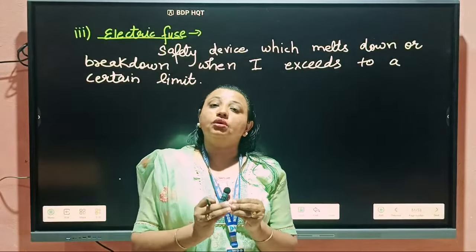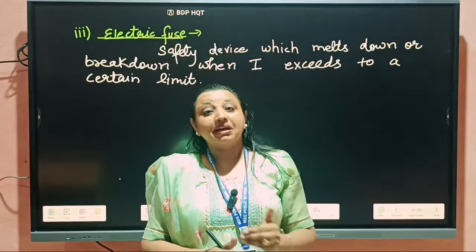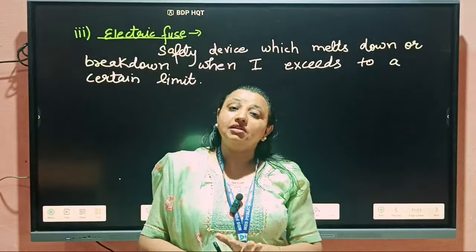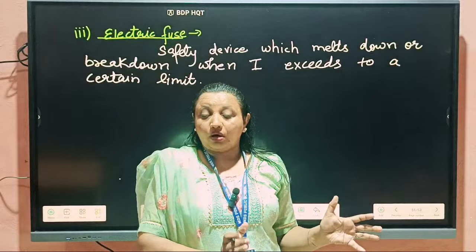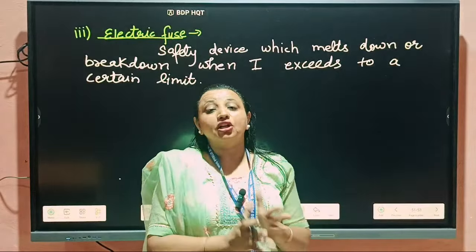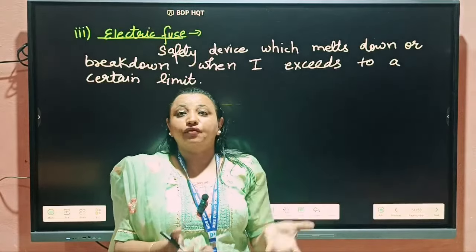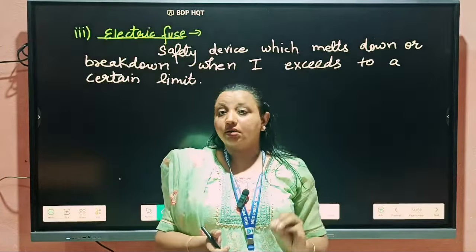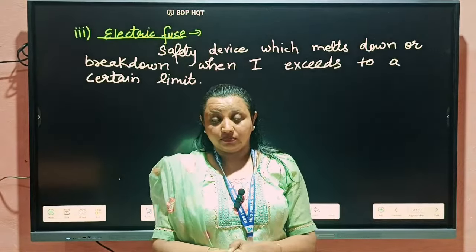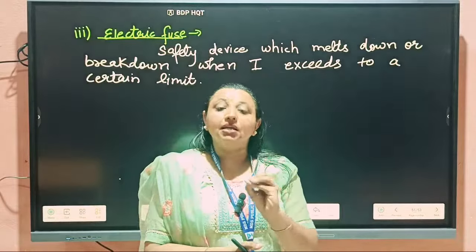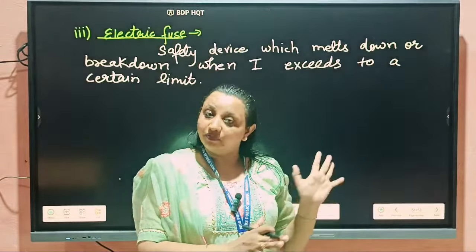Right? When the current through this electric fuse exceeds a safer limit, its melting point is low. That's why it melts or breaks down, and it prevents the further electrical appliances from getting damaged or avoids possible short circuits. Nowadays we use MCBs, miniature circuit breakers, instead of fuse, but still many appliances or many houses currently have electric fuses.